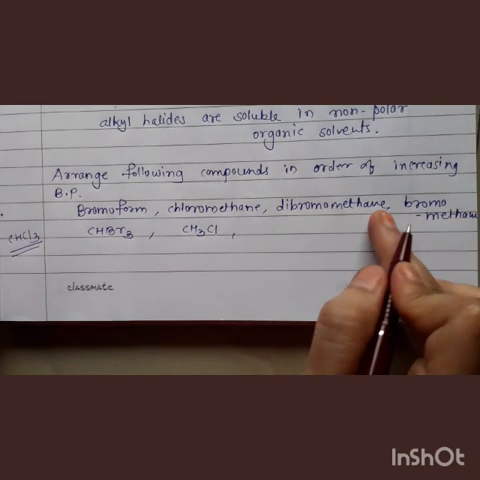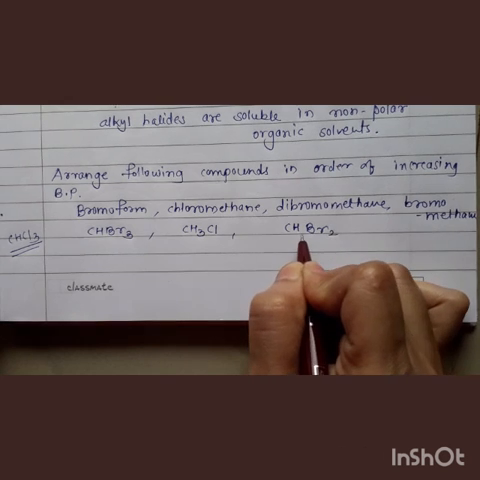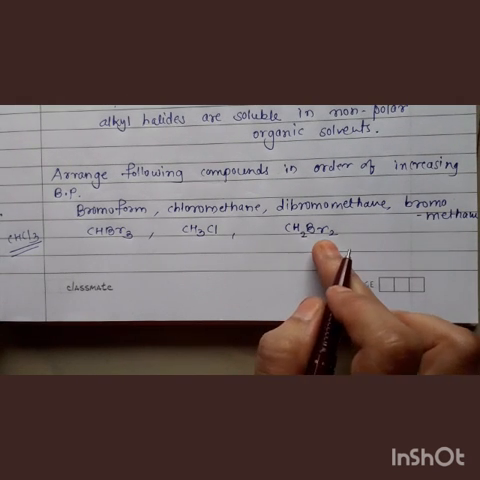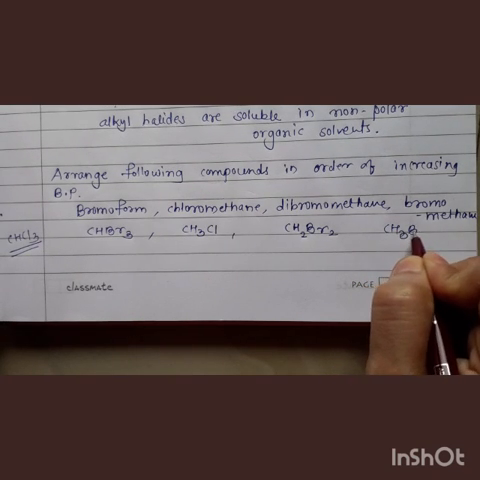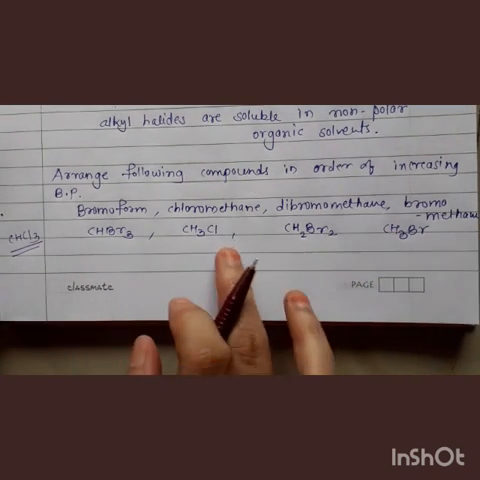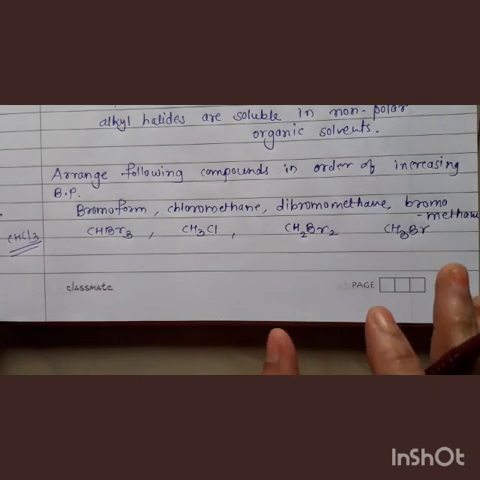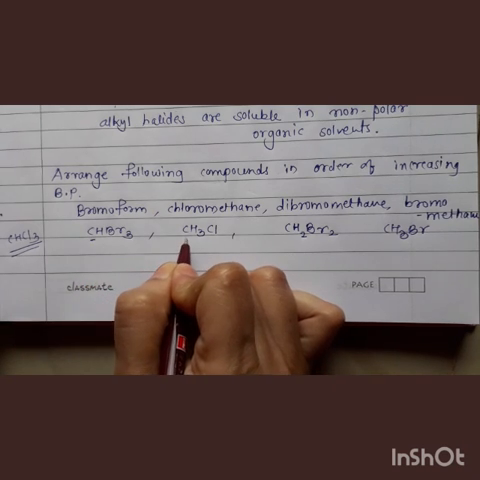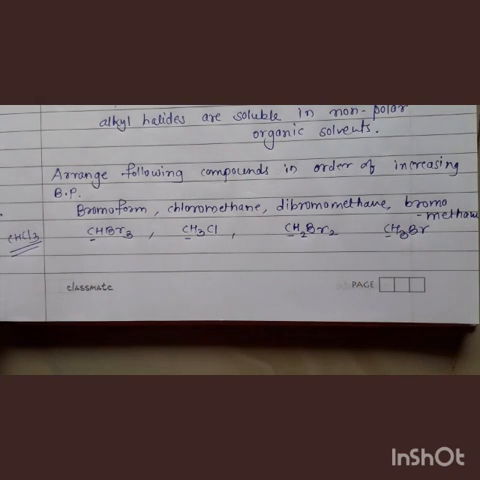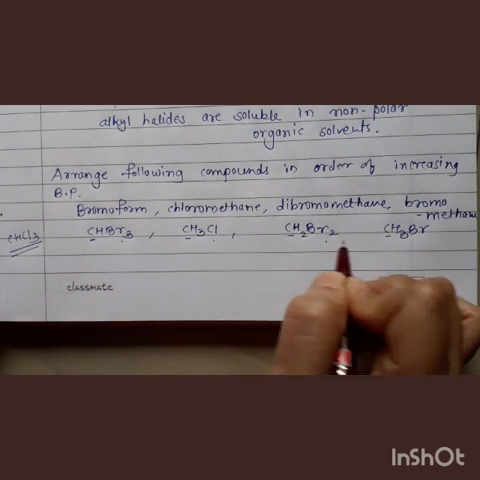Then dibromomethane. Here there is one carbon and 2 bromines, so the hydrogens are 2: this is CH2Br2, dibromomethane. And bromomethane means again CH3Br. So these 4 compounds they have given us, and we have to write them in the increasing order of their boiling points. See, in every compound the carbon atom is only 1. Here 3 bromines are there, here 1 chlorine, here 2 bromines, here 1 bromine.